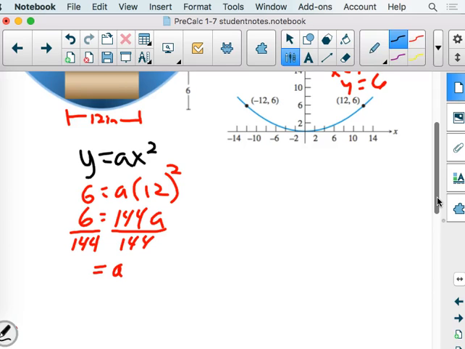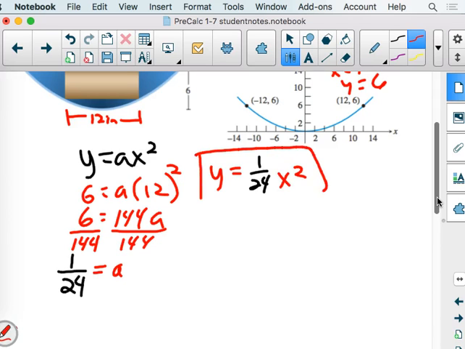Say, all right, 6 does go into 144. Let's see, 6 goes into 14 twice, remainder of 2, 6 goes into 24 4 times. So we get to that 1/24th one way or another. But what that just did was it allows us to get a formula for that parabola. It will be y equals 1/24 x squared. Now, that's not our answer, but that's huge. And if we have a formula for it and something's missing, then we could use this.